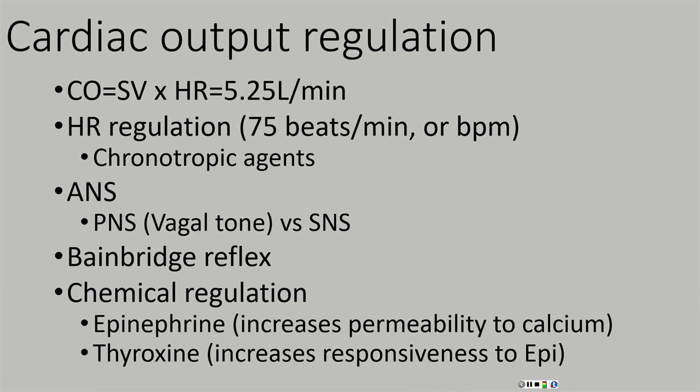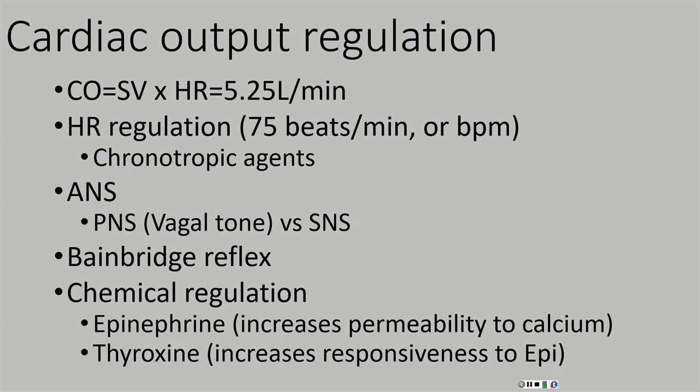So today we're going to talk about cardiac output regulation, and before we can do that, we need to define what cardiac output actually is. Cardiac output is going to sound very, very similar to stroke volume. Cardiac output is the volume of blood ejected from one ventricle in 1 minute. The volume of blood ejected from one ventricle in 1 minute.